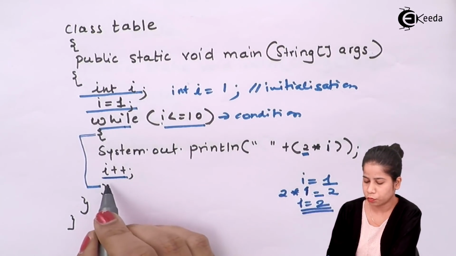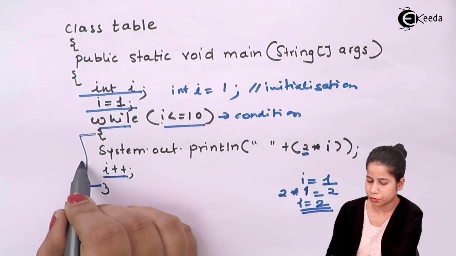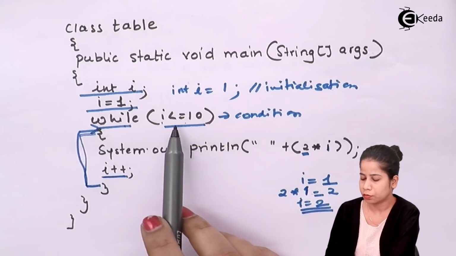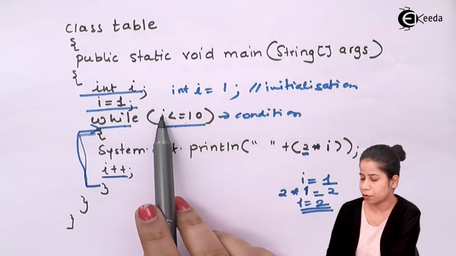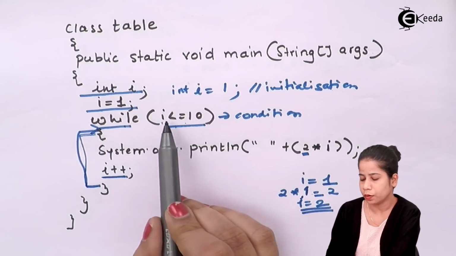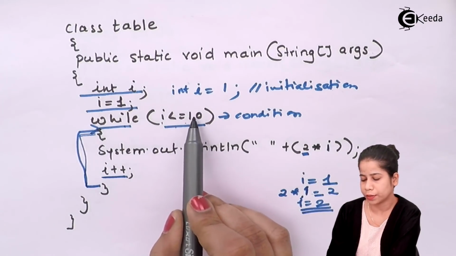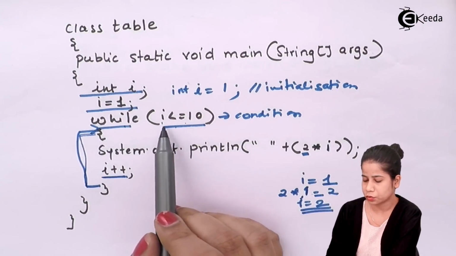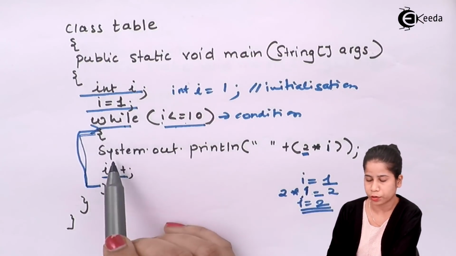So what will happen? Again it will go to the condition. Now the condition says, see, the recent value of I is 2. So 2 has to be less than or equal to 10. Is it true or false? It's true. As it is true, I'm again going to enter into the body of the loop.